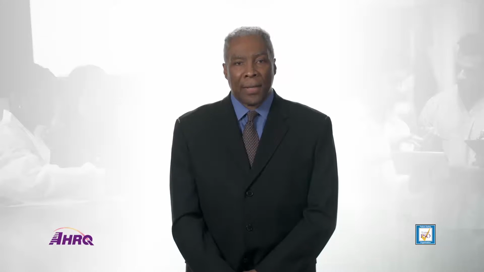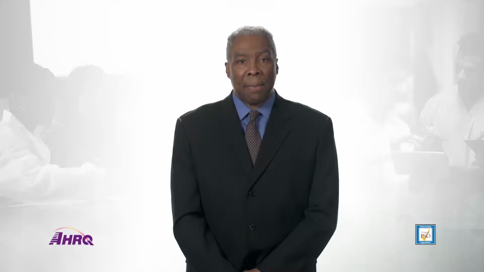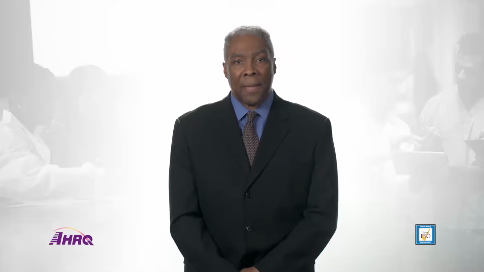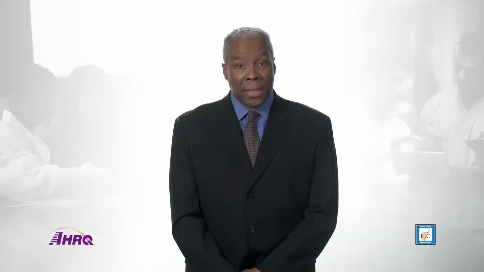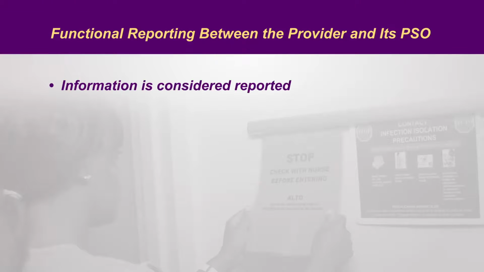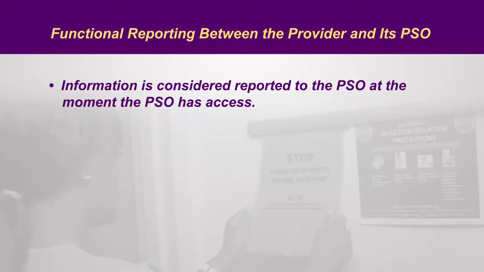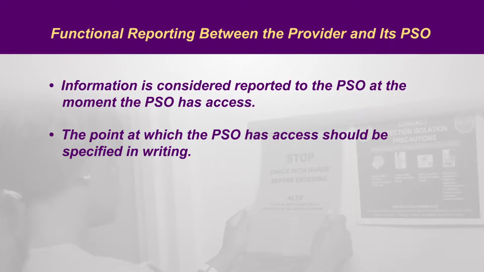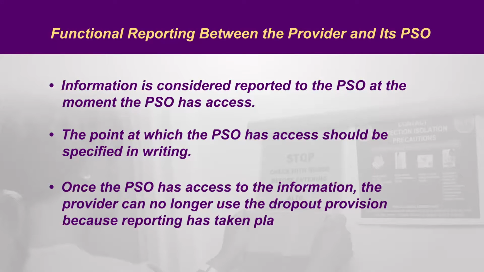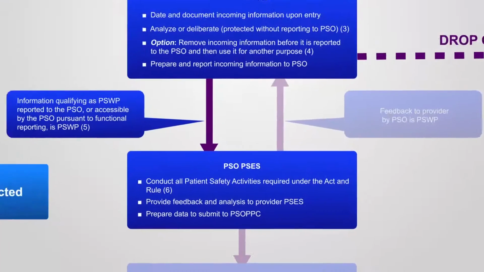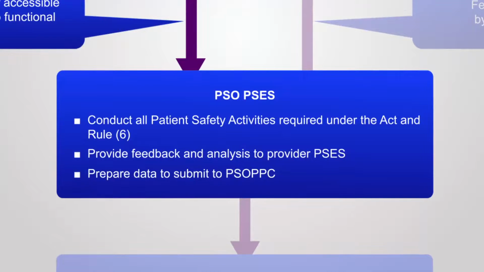A contract between the provider and its PSO could describe how functional reporting would occur. That is, the provider and its PSO should agree in writing precisely when the PSO has authority to access the information. It is important that this be clear between the parties because information is considered reported to the PSO at the moment the PSO has access. The point at which the PSO has access should be specified in writing. Once the PSO has access to the information, the provider can no longer use the dropout provision because reporting has taken place.